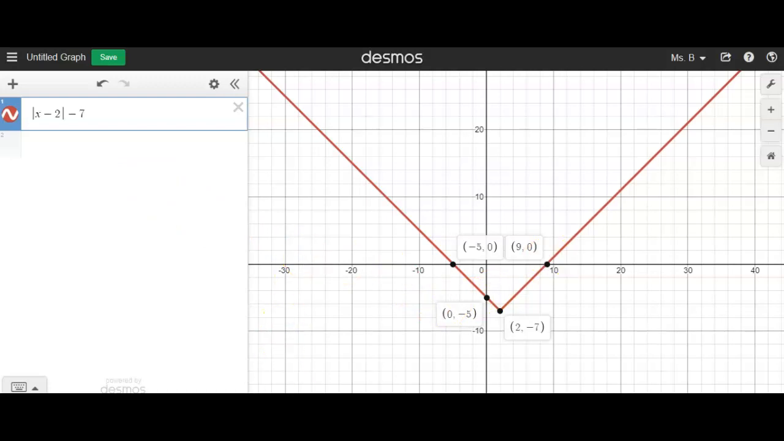Be ready on your test to sketch a graph or identify an absolute value graph using the tools that you have. Be able to identify the vertex. Be able to state domain and range.